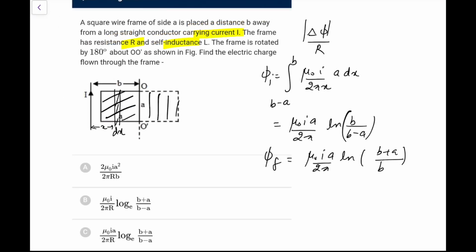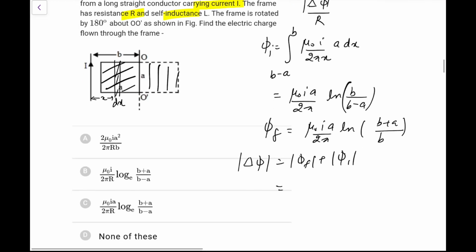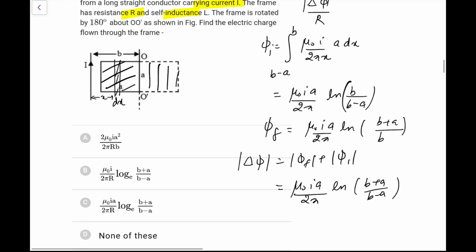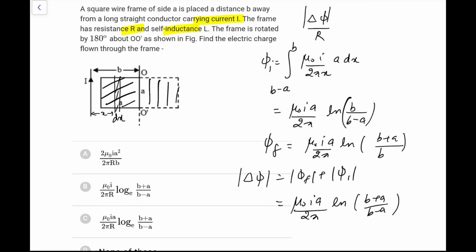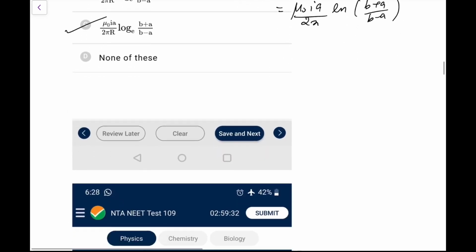If you look at it carefully, because of this turning, the area vector sense is inverted by 180 degrees. So instead of subtracting, the change in flux, because of the opposite direction, will basically be phi final plus phi initial. If I add them up, the change would be mu naught I upon 2 pi, and since in the log we add, it would be multiply, so B will cancel out, it would be ln B plus A upon B minus A. So directly this Q would be this divided by R, so we'll go for option C here. Just remember the directions are opposite, so instead of subtracting we will add them.